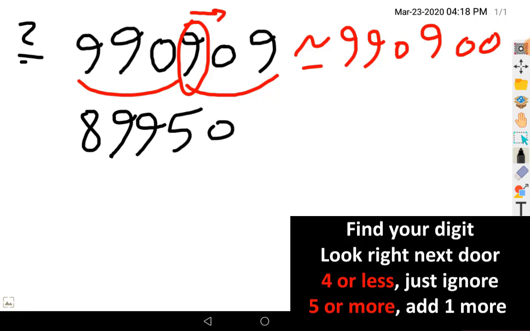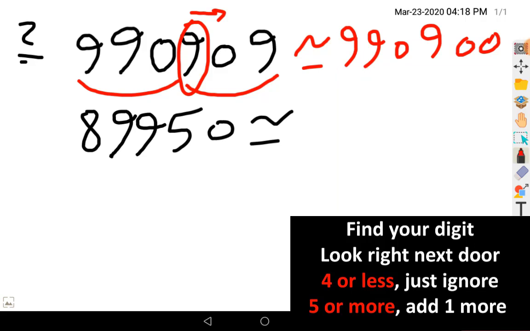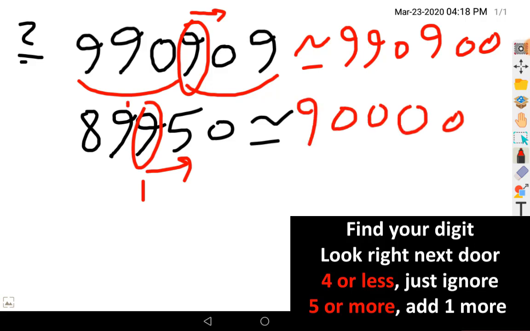89,950 to the nearest 100 also. Let's see what's in hundreds. 9, look right, it's 5, so it will be 9 plus 1 equals 10, so I'll put 0. 9 plus 1 equals 10, and it will be 90,000. These are the problems of drill 2.